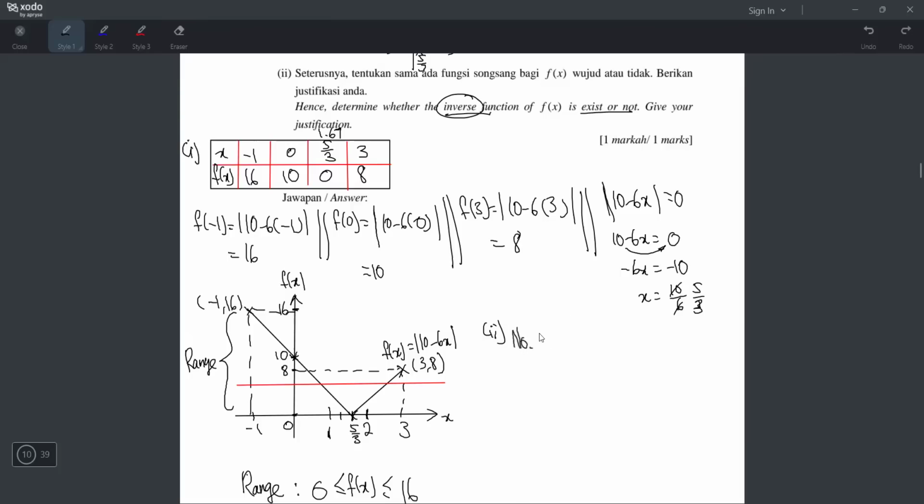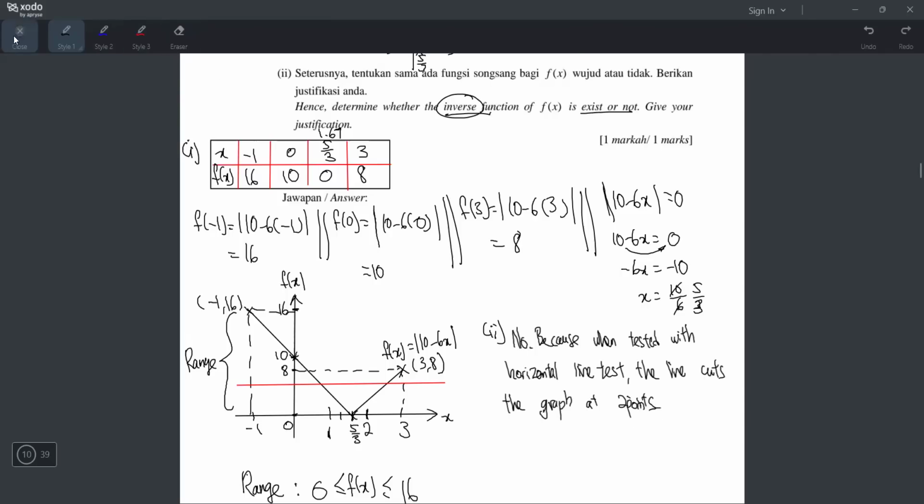Okay, no, because when tested with the horizontal line test, the line cuts the graph at 2 points. Okay, at 2 points. That is why we say that the inverse does not exist. Okay, the inverse does not exist.